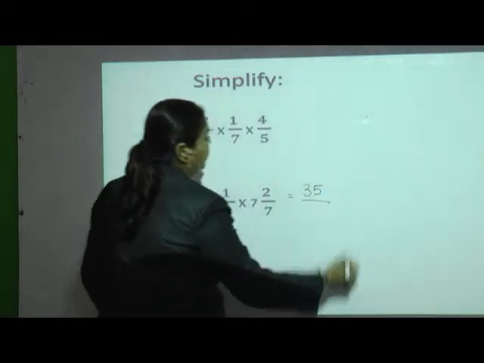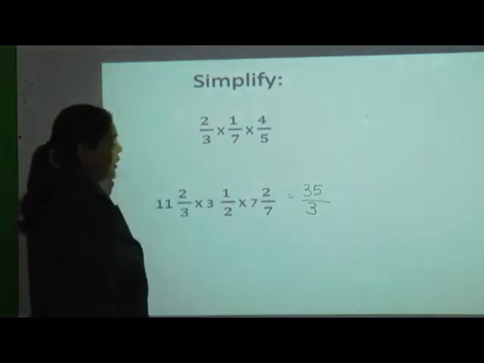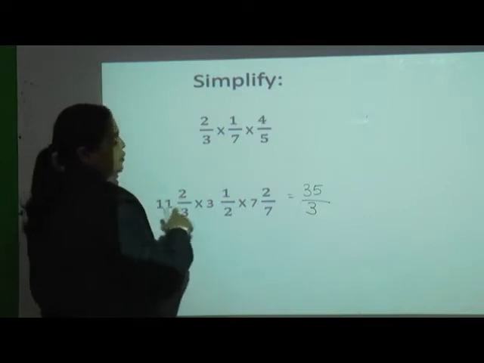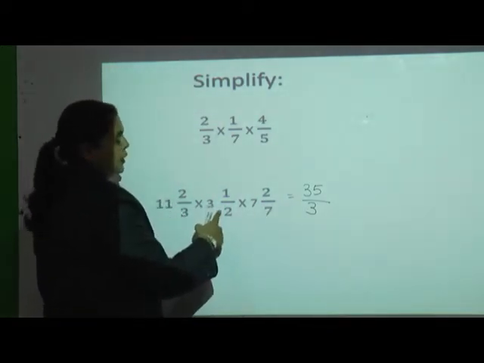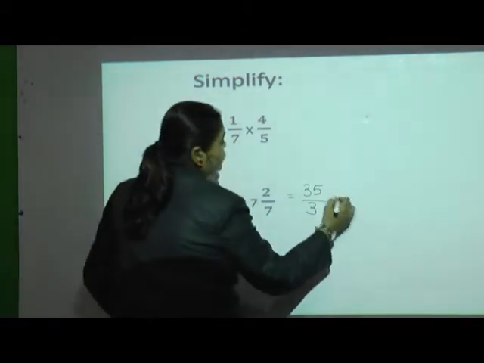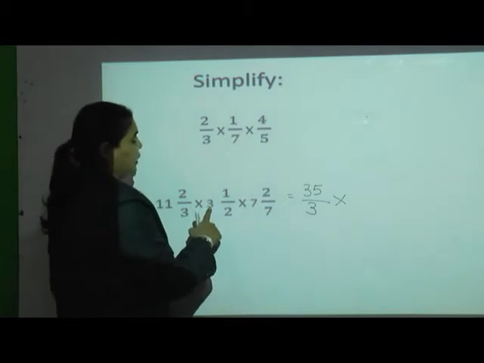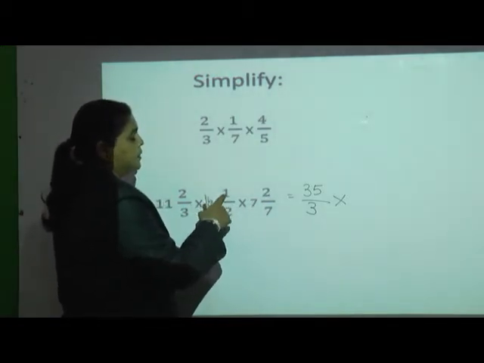35. What we have in the denominator, the same number we will write as the denominator. We have 3. We just solved the first mixed fraction into an improper fraction. Here we will go for the second. Here we have multiplication, so I will use the operation of multiplication. Here we have 3 whole 1 upon 2. 3 2s are 6 plus 1.